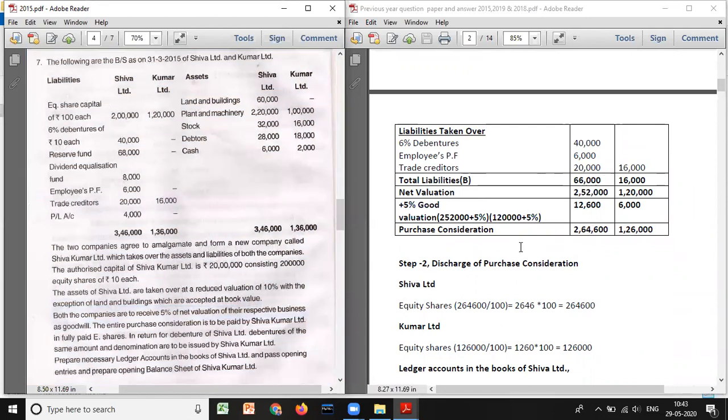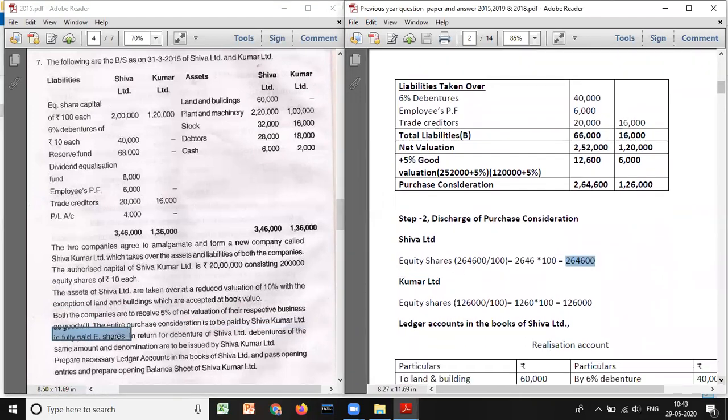Next, step number 2 is discharge of PC. See, for Shiva Limited, they are issuing equity shares of rupees 100 each. So 2,64,600 divided by 100, if you do, you'll get 2640 equity shares of rupees 100 each. You get the same amount because the full amount is discharged through equity shares. Look at here, they've given: the entire purchase consideration is to be paid by Shivkumar Limited in fully paid equity shares. So you have to pay fully paid equity shares.